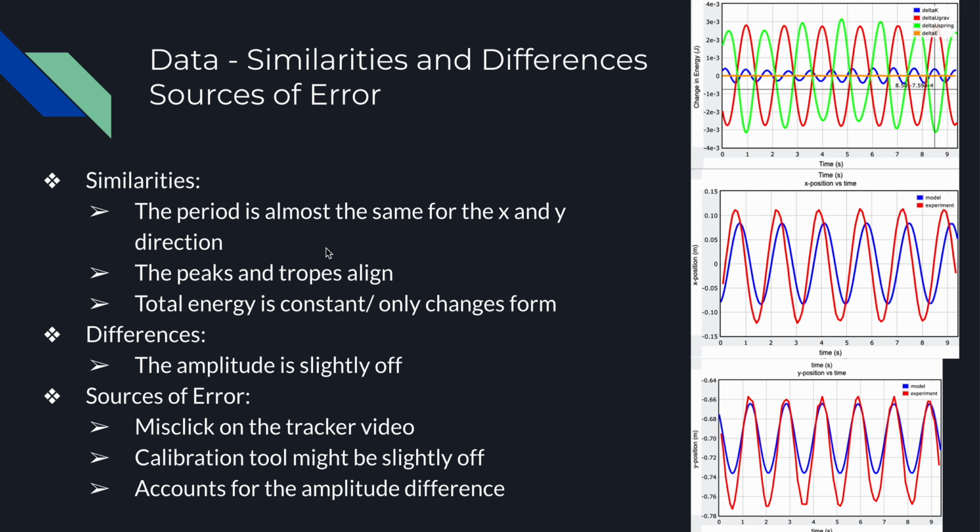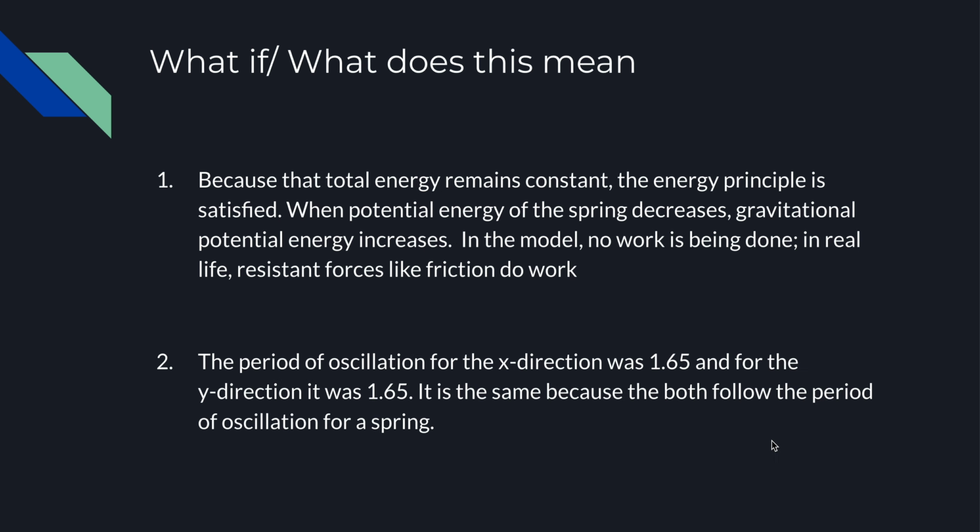So, similarities and differences between the experiment and the model. The period is almost the same for the x and the y. We can see that with the peaks. And the peaks and the troughs align close to each other. And the total energy is constant, as said before. The difference is that the magnitude is slightly off, and this can be due to errors. I might have misclicked on the Tracker video, and the calibration tool might be slightly off. So that's why we get these differences.